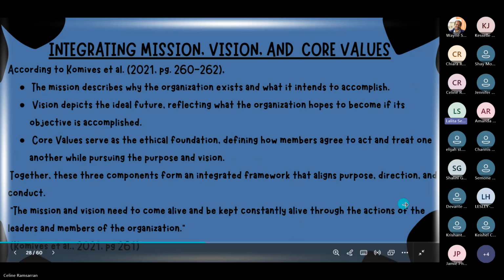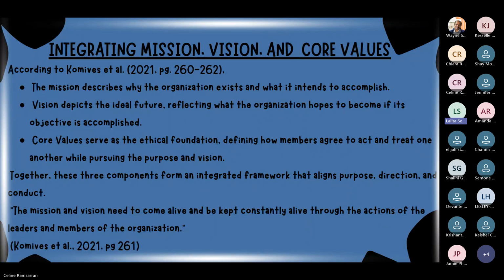Integrating mission, vision, and values. According to Kumavis et al., the mission describes why the organization exists and what it intends to accomplish. Vision depicts the ideal future, reflecting what the organization hopes to become if its objective is accomplished. Core values serve as the ethical foundation defining how members agree to act and treat one another while pursuing the purpose and vision. Together, these three components form an integrated framework that aligns purpose, direction, and conduct. The mission and vision need to be kept continuously alive through the actions of the leaders and members of the organization.